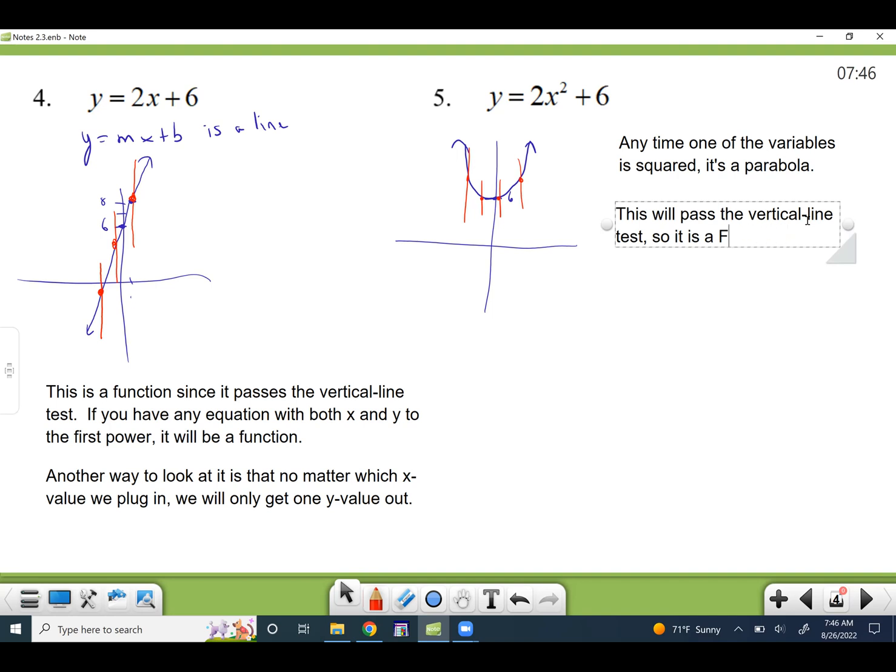Oops, I didn't mean to capitalize that. Okay. This is a function. This is a function. There we go. All right, you guys.